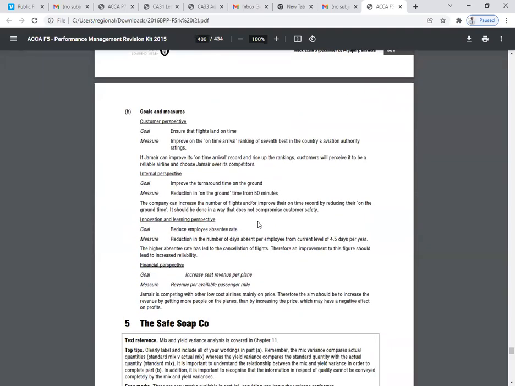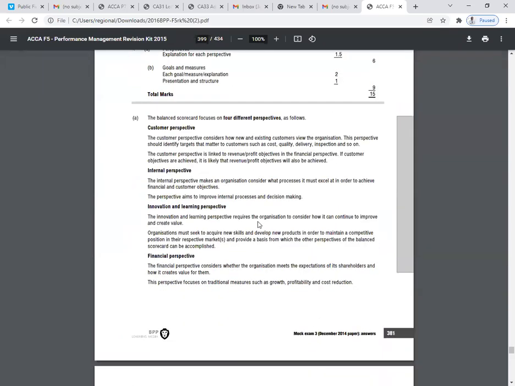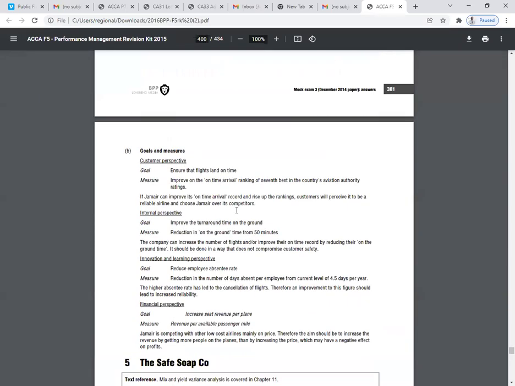Haya. Kuja hapa, for example, amesha describe, of course part 1 was very easy for you to describe like that. Kuja hapa akasema goals and measures. So customer perspective, what is the goal? Ensure that flights land on time. Time management for you to satisfy your customers is key. Kama leo nimechelewa hapa kidogo, mmekasirika. Measure, improve on time arrival ranking of 7th best in the country's aviation authority ratings.